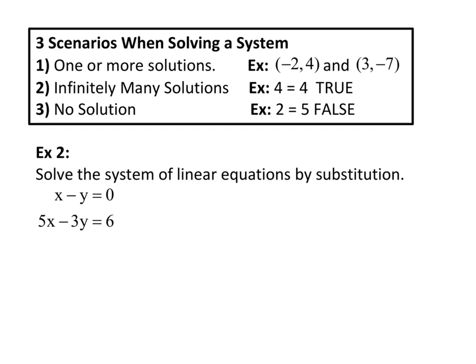Alright, there are 3 scenarios when you're solving a system. You could end up with one or more solutions. You could end up with infinitely many solutions, and that's the case when you end up with an equality that's true. Or you could end up with no solution, where you end up with an equality that's not true. All right, example 2, solve the system of linear equations by substitution.